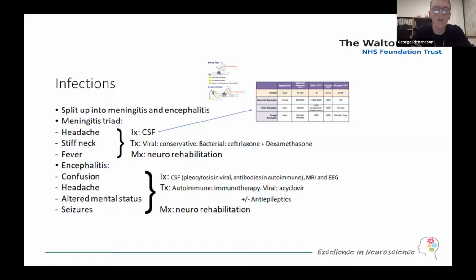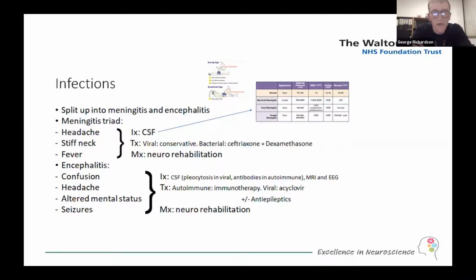On investigations again, you would do a lumbar puncture, you see a pleocytosis in viral, and in autoimmune causes, you'd see antibodies. And then you can also consider other things like MRIs and EEGs.